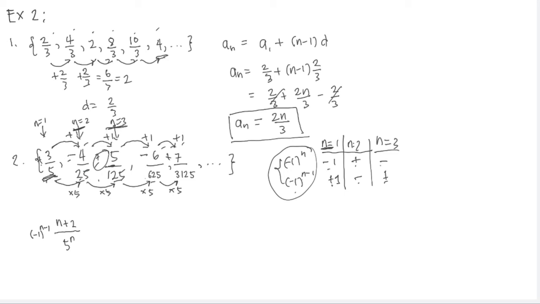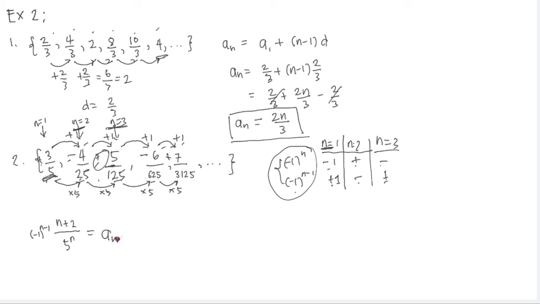So we were able to find the pattern by splitting it. We look at the numerator first, and then we look at the denominator, see the pattern, and combine all of them in one single formula. So we now have the formula for a sub n.